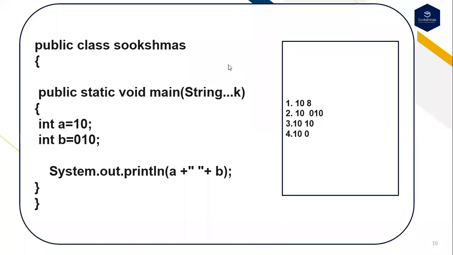The second question, guys. public class Sukshmas, public static void main, int a is equal to 10, int b is equal to 010, and just printing the value of a as well as b. These are all the following options. Predict the output of this code.